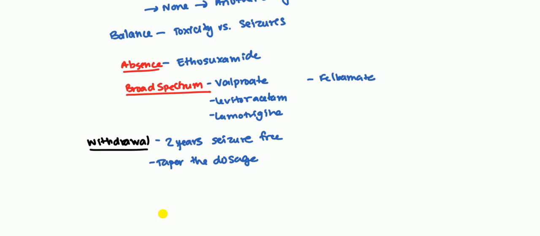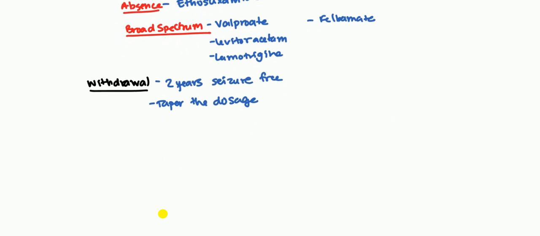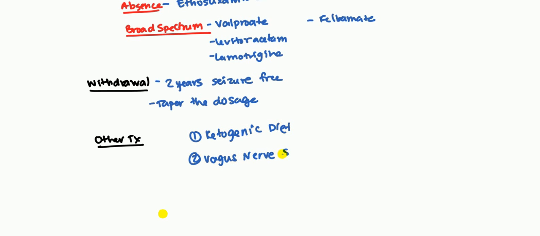Now, after trying the drugs, if it's refractory to medical treatment, there are other treatments available. The first is going to be the ketogenic diet. No one really knows why this helps, but it does tend to work. What you try to do is induce the body to produce ketones, and that helps. The other one is going to be vagus nerve stimulation, and this is when you activate the vagus nerve, and that goes up and activates the brain somehow, and that tends to help.